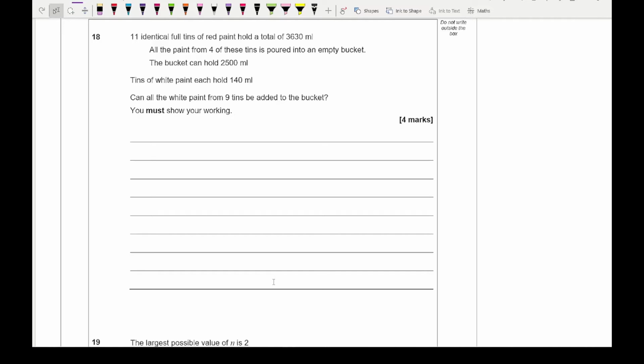So for this, let's first of all work out what 4 tins of red paint are going to be. So here, let's have a look at what we've got. So 1 tin of red paint. Well, to work that out, I need to use this bit of information here. So I've got 3630 divided by 11, which equals, I'll just type that into my calculator, 330. Same size as a can of Coke. Right then, other drinks are available.